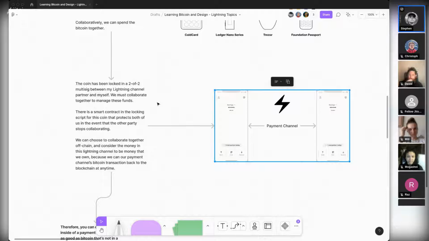Now, the important thing to remember is that these funds in this multi-sig address are not just funds where both of us have to consent in order to spend them. There's some additional stuff going on inside of the locking script. There's basically a smart contract that has some additional rules. It's like we can spend the funds if we both create a transaction and we both sign it. So Alice and Bob, collaboratively, have to choose to spend the funds.